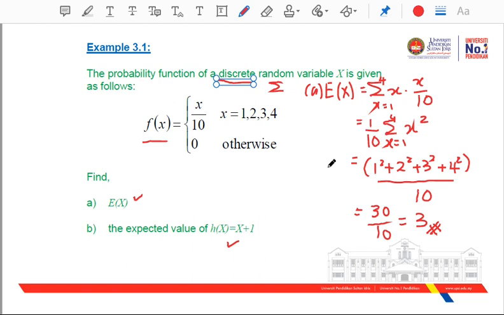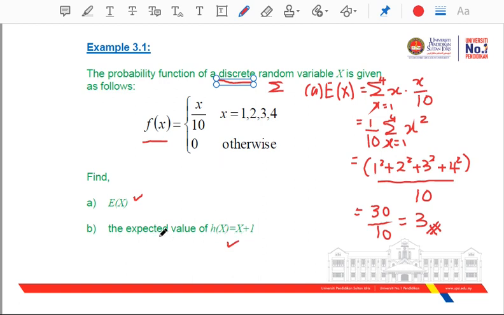Remember, you are currently dealing with the mean and it is not a probability. Mean can be more than 1. If you're dealing with probability, then probability cannot be more than 1 and it cannot be negative. But this is the mean, so it can be more than 1. Okay, so done for part a.